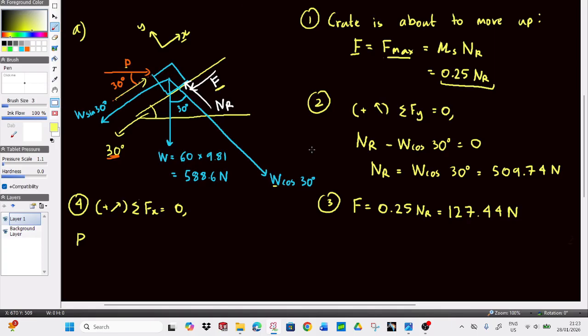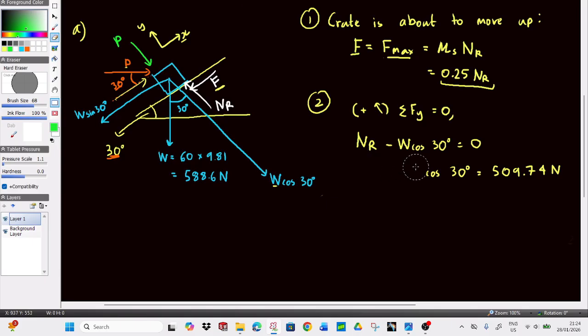Oh wait, actually I made a very small mistake, because our P also has a component of 30 degrees aligned to the x-axis. It also has a y component as well, which I just realized. I completely forgot about that. So we also have a P component that is aligned to the y-axis. I made a mistake there, but I realized it now.